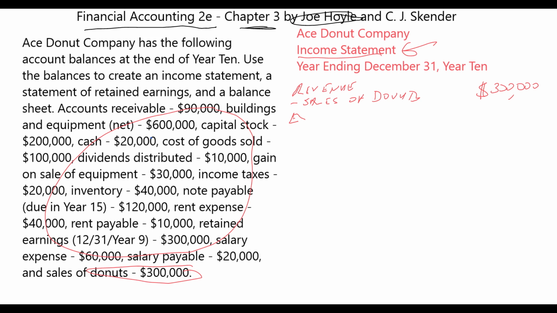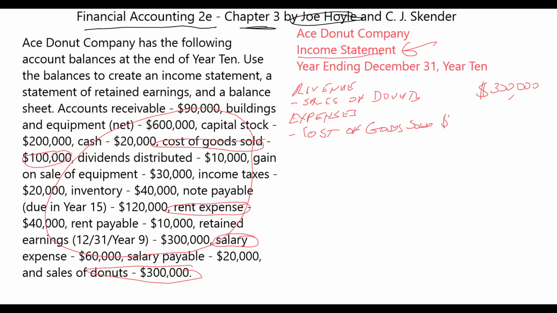We're now going to list the expenses of this company. Expenses are anything that takes or reduces their net assets in hopes of generating revenue. And if you take a look, they have rent expense, they rent a building or something. They have salary expense, they're paying that to their employees. And they have cost of goods sold, which is the cost of the donuts they sell to their customers. So in this little problem, we have first off, cost of goods sold, the cost of the donuts that they sold to the customers. And as you can see, that's $100,000.